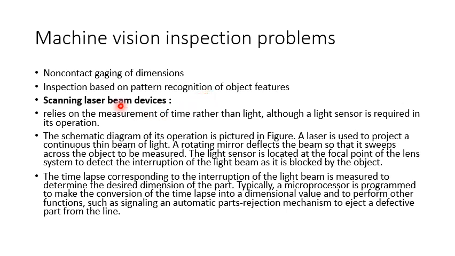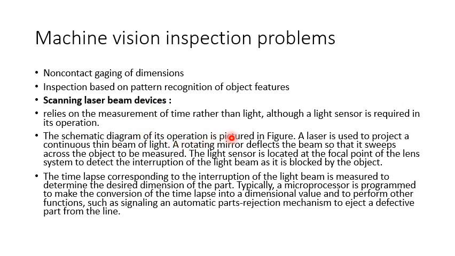Next method is scanning laser beam devices. It relies on the measurement of time rather than light, although a light sensor is required in this operation. So here we focus majorly on the measurement of the time parameter. In the next slide we will see the schematic diagram of this particular method.